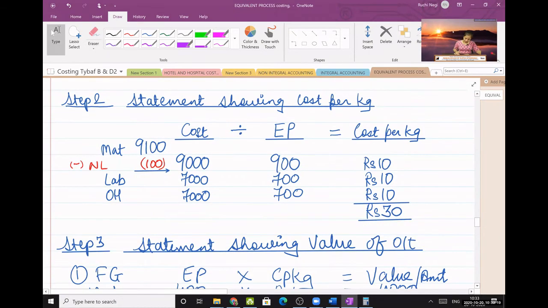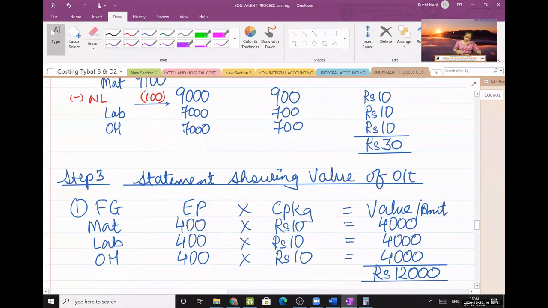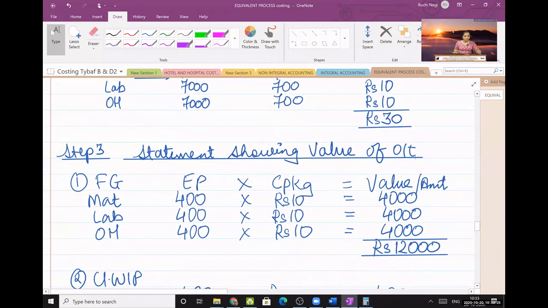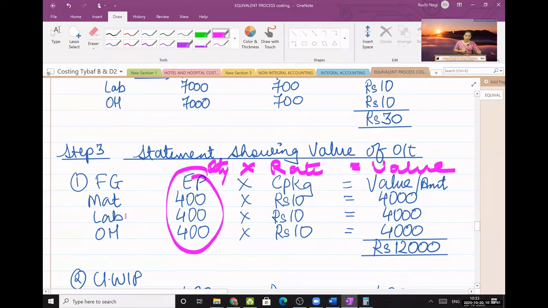Okay, now next. Yeah, step number 3. Statement showing value of output. So how will you get output? I just explained in the beginning. Quantity multiplied with rate will give you value. So quantity means equivalent production, rate means cost per unit, and value you have to multiply.